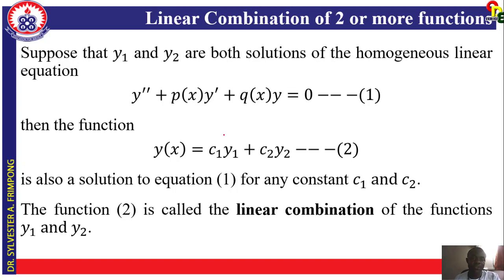Suppose that we have the functions y1 and y2 being both solutions of the homogeneous second order differential equation. Then since these functions are solutions, we are saying that the constant c1 multiplied by the solution y1 plus c2 multiplied by the solution y2 is a solution to this differential equation 1. And this holds for any constants c1 and c2, for all real numbers.